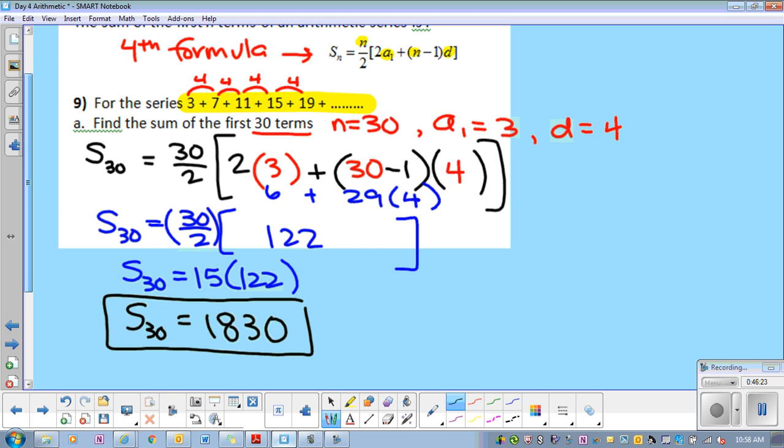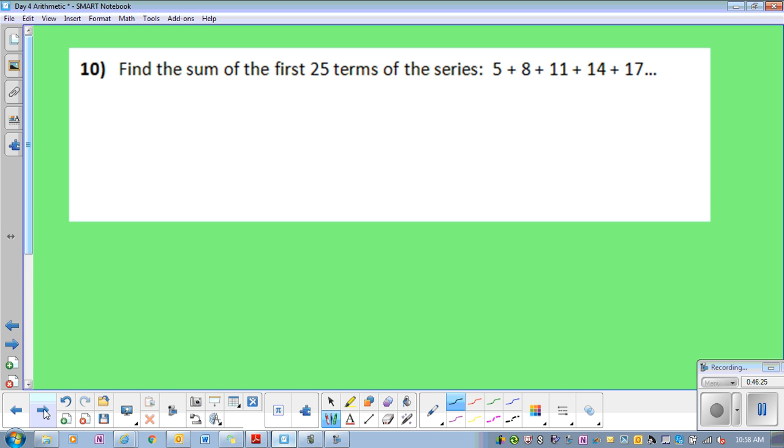It's right before the word problem. Find the sum of the first 25 terms of the series. Okay, so let's think about what we know. 25 terms? Well, then n equals 25. You know we need a sub 1, and you know we need d. What is a sub 1? It's 5. What is d?